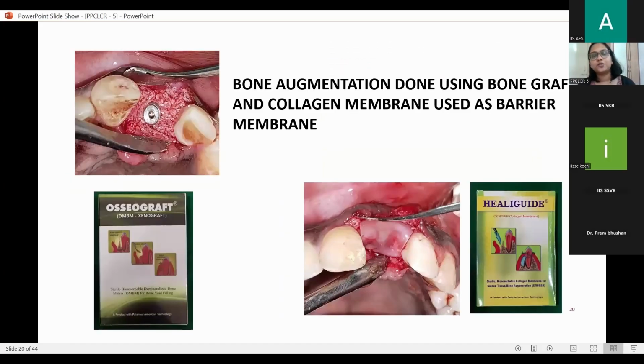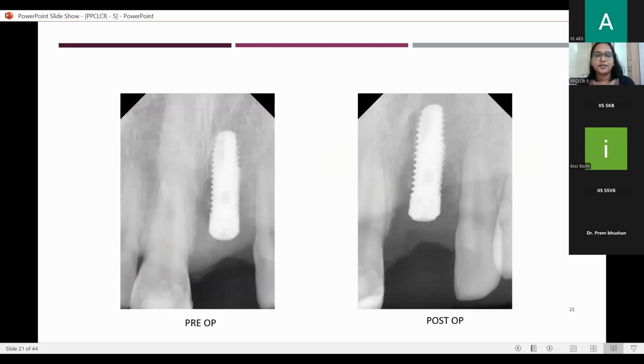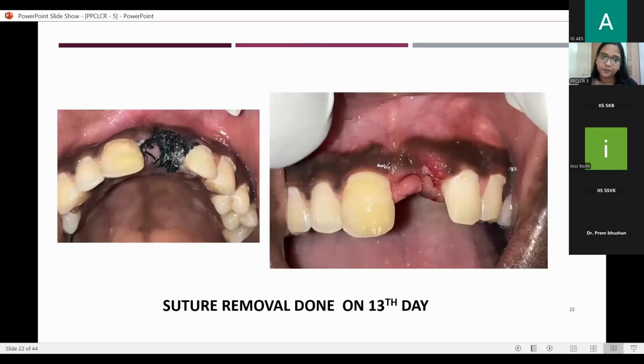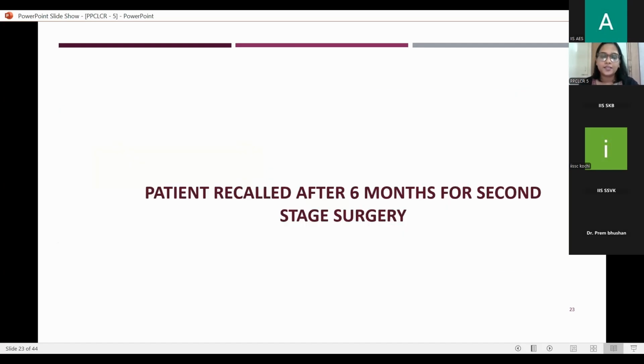So we planned to go with a bone augmentation using bone graft and collagen membrane, which is used as a barrier membrane. And this is a preoperative radiograph before graft placement and postoperative radiograph after placement. And the suture removal was done on the 13th day. And after this, the patient was recalled after 6 months for second stage surgery.